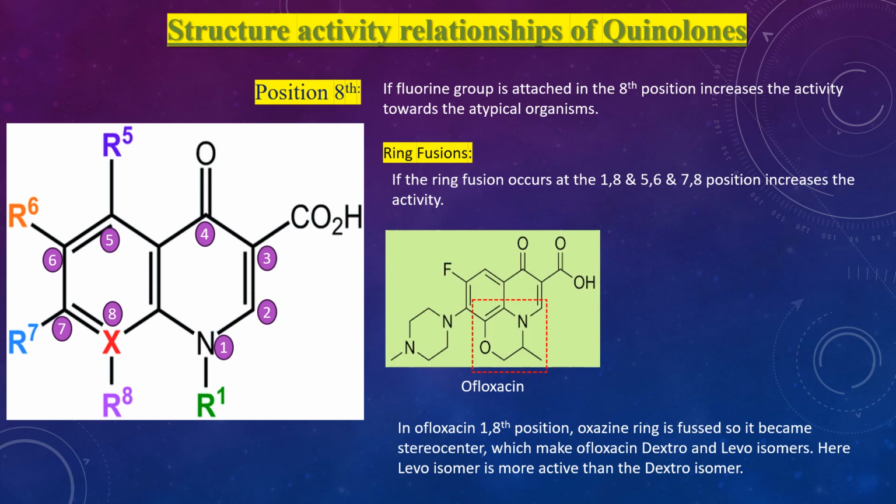In the eighth position, if a fluorine group is attached, it increases the activity toward atypical organisms. Ring fusion: if the ring fusion occurs at 1, 8, 5, 6 or 7, 8 position, it increases the activity. In ofloxacin, at 1 and 8 position, an oxygen ring is fused, so it becomes a stereocenter, which makes ofloxacin have dextro and levo isomers. Here, the levo isomer is more active than the dextro isomer in the case of ofloxacin.